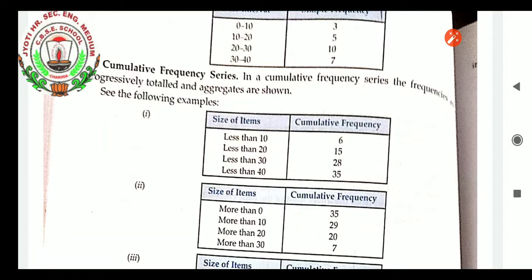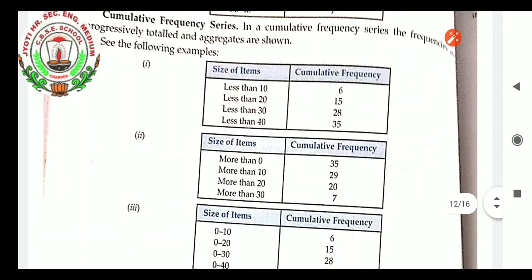Less than 30 includes all the frequencies below 30. It means 10 has frequency 6, 20 has frequency 15, and all are added up to give the frequency 28. When frequencies are given together like this, it is known as cumulative frequency.